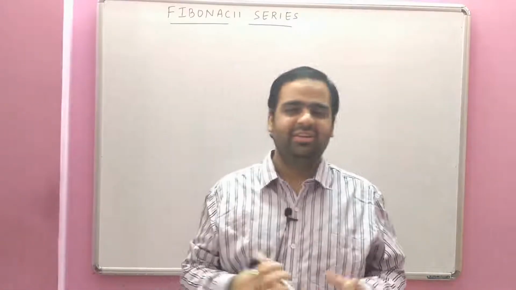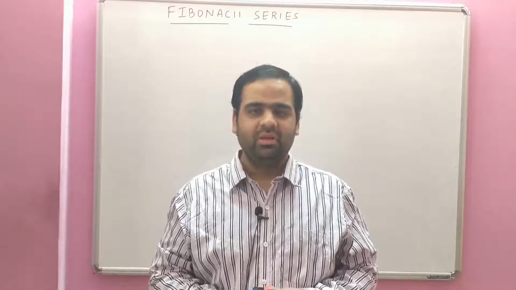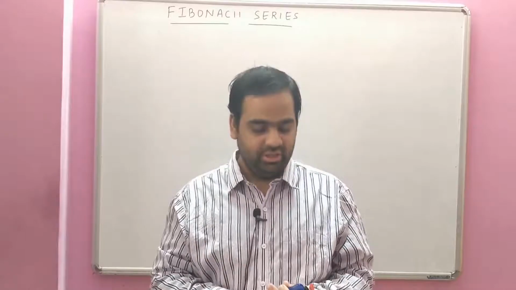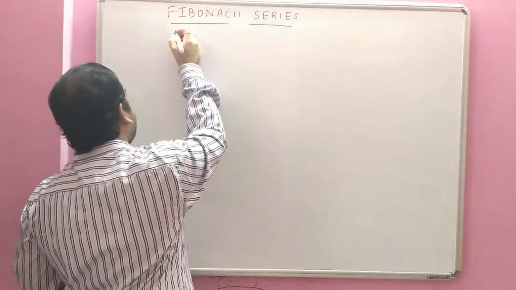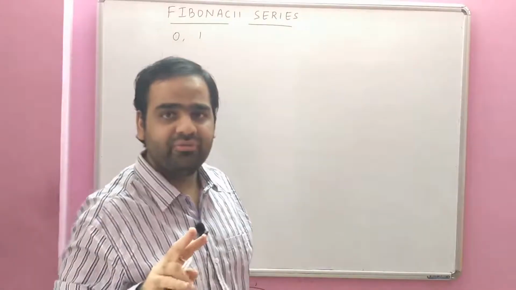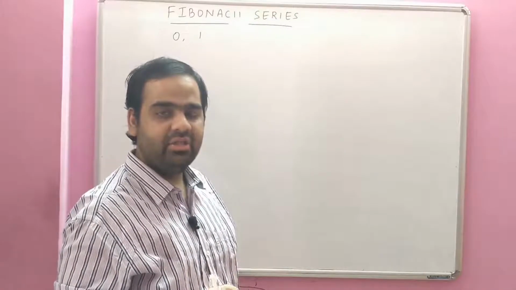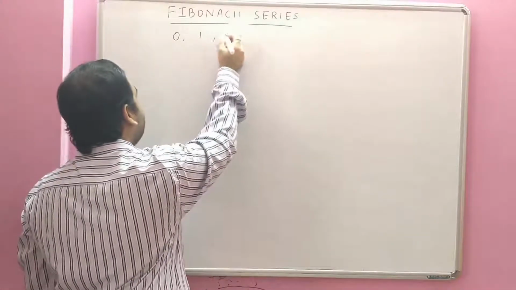Hello friends, let us see in this video about the Fibonacci series. Now this Fibonacci series is an infinite series. This series starts with 0 and 1. The starting two numbers are fixed to be 0 and 1, and the next number is calculated as the sum of previous two numbers. Now this is 0 plus 1 is 1.